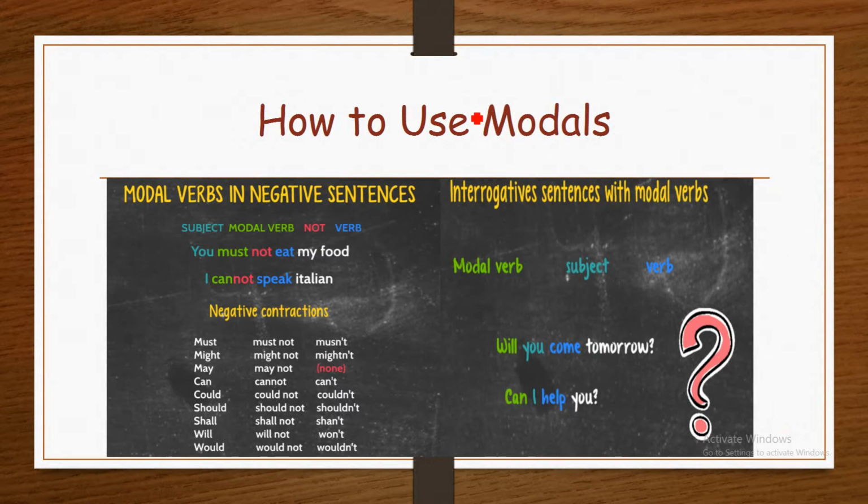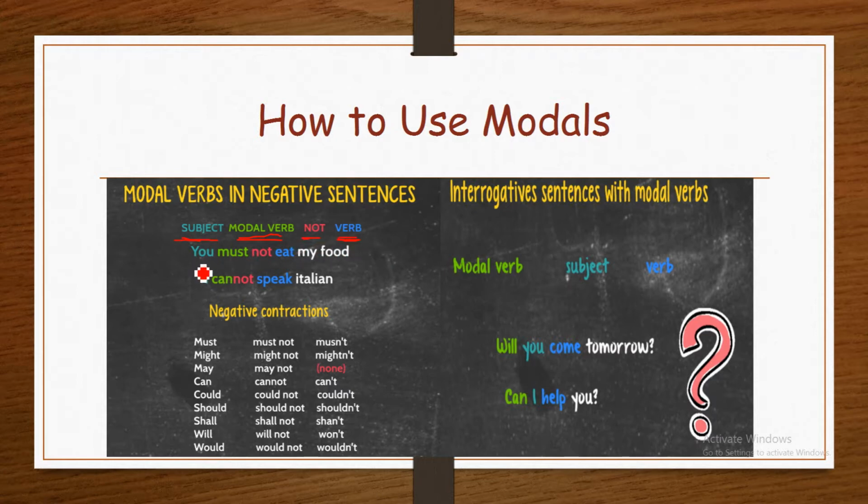How to use modals. As I told you, modal verbs in negative sentences do not need an auxiliary verb. The structure is like this: subject plus modal verb plus not plus the verb, the infinitive without to. This is the structure of modal verbs in negative sentences: subject plus modal verb plus not plus verb.